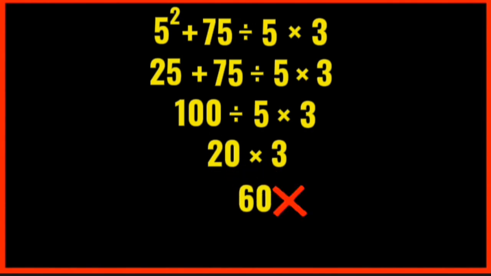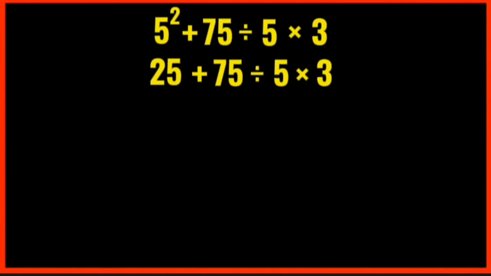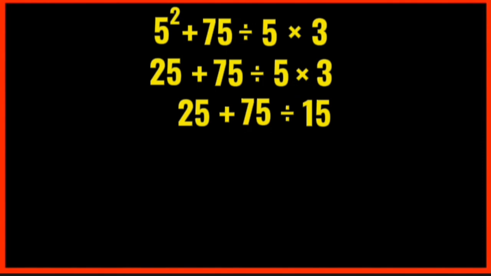Some other people also try a different wrong method. They still start with the exponent and again rewrite it as 25 plus 75 divided by 5 multiplied by 3. Then they multiply 5 and 3 first, thinking multiplication has higher priority than division, so they rewrite it as 25 plus 75 divided by 15. Next, they divide 75 by 15, giving 25 plus 5, which leads to the answer 30. But that is also wrong.